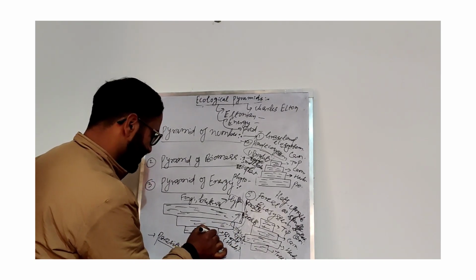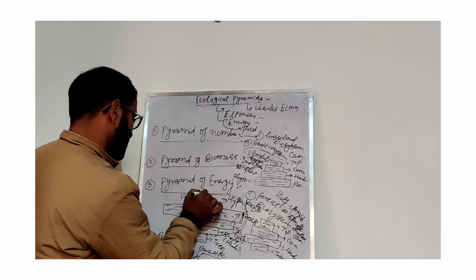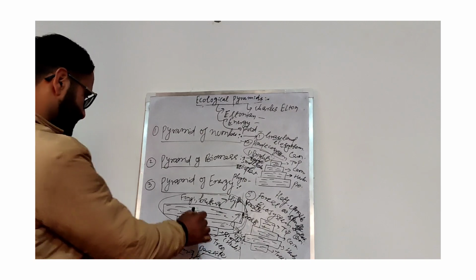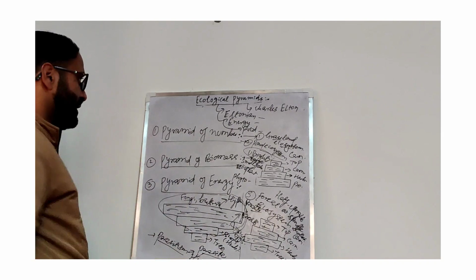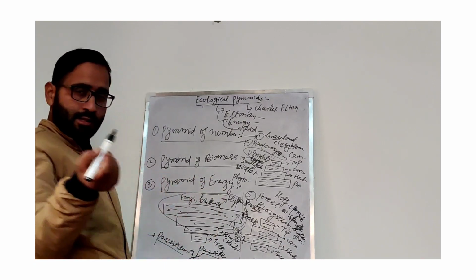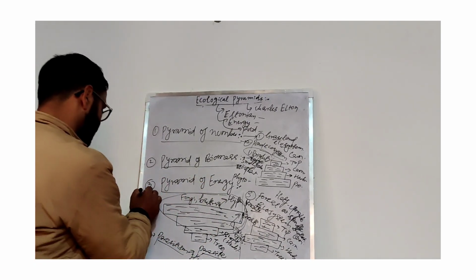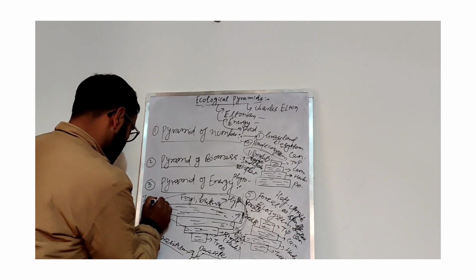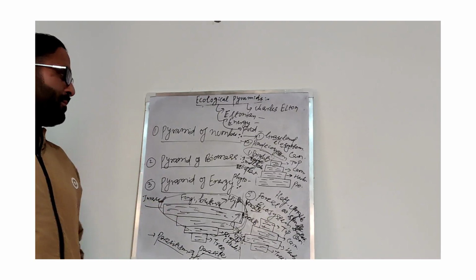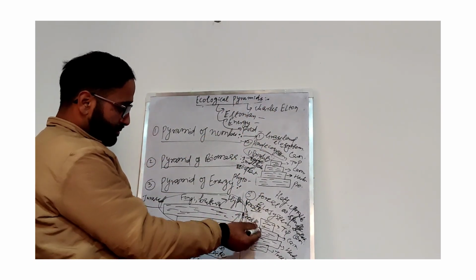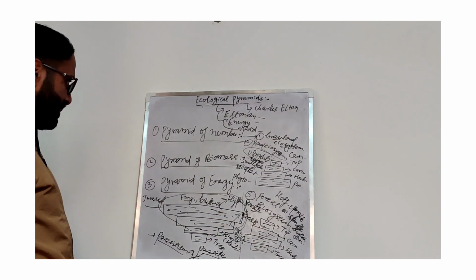And this food chain is a parasitic food chain. So in this case we can say the pyramid of numbers is inverted. In case of a parasitic food chain, it is inverted. So the pyramid of numbers can sometimes be upright, it can be inverted, or it can even be spindle shaped.